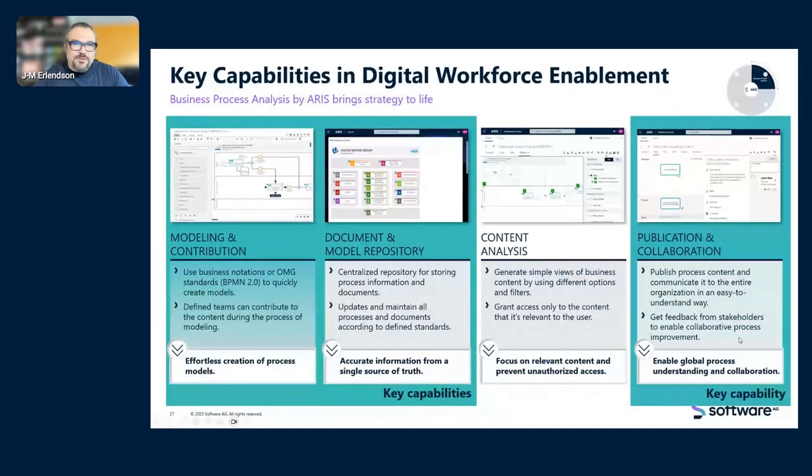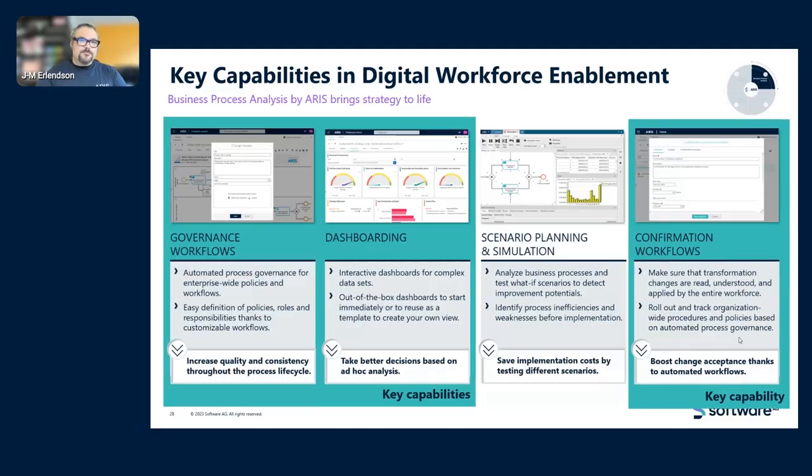There are some key capabilities we've introduced to make that happen. Modeling and contribution, like you've seen. A central modeling repository within which everything is stored. Content analysis that can help people understand things and refactor them in ways that matter to them. Publication and collaboration to take that governance and publish it, make it accessible, and for people to give not only feedback but actually change things about their process from their perspective with their expertise. Governance workflow automation to be able to control and manage that flow of information as people create new knowledge and add it to the repository.